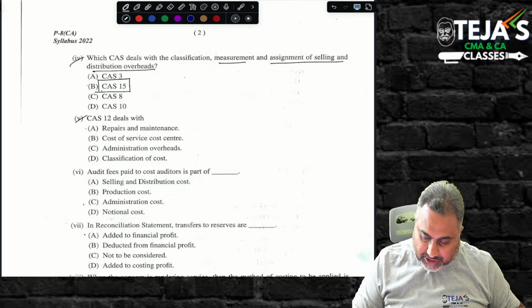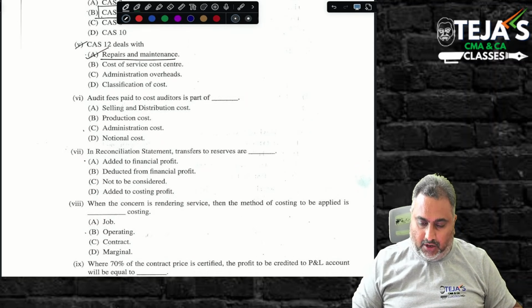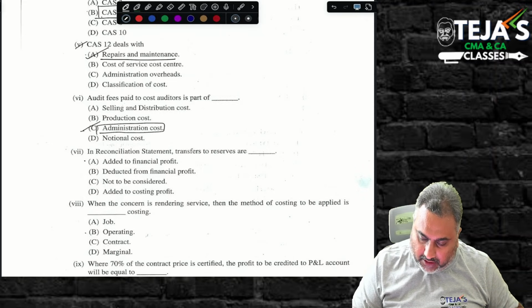See, sir. Cost accounting standard number 12 deals with repairs and maintenance cost. Audit fee to the cost auditor is a part of administration cost.